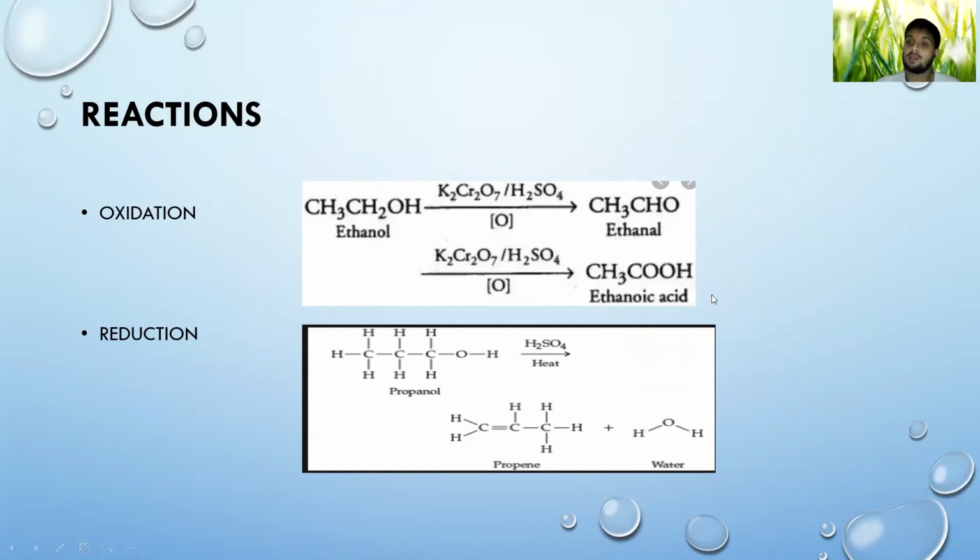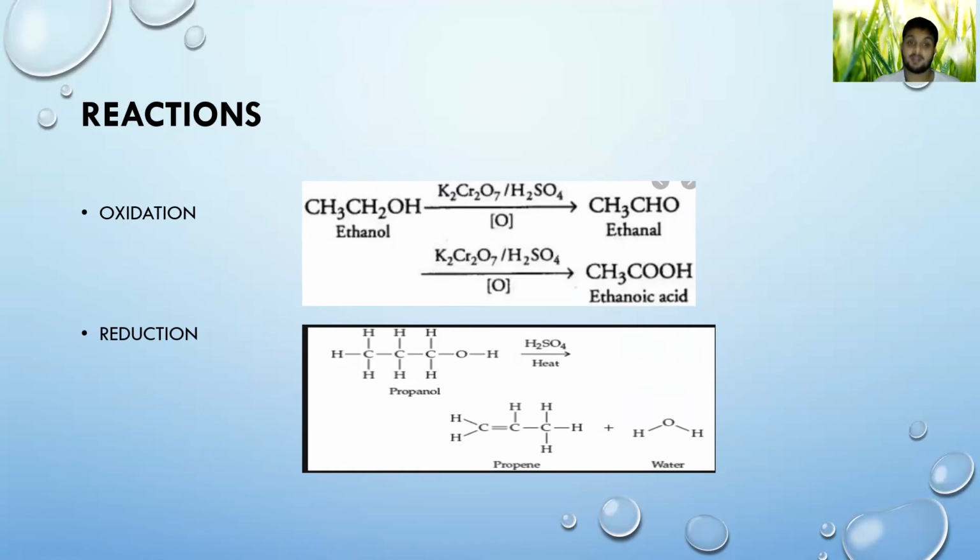If you react methanol with potassium dichromate, you can get methanoic acid, butanoic acid, and so on like that. So the corresponding alcohol will give you the corresponding acid. And the other thing that you need to keep in mind is, if you do it experimentally, how do you know that this reaction is over?